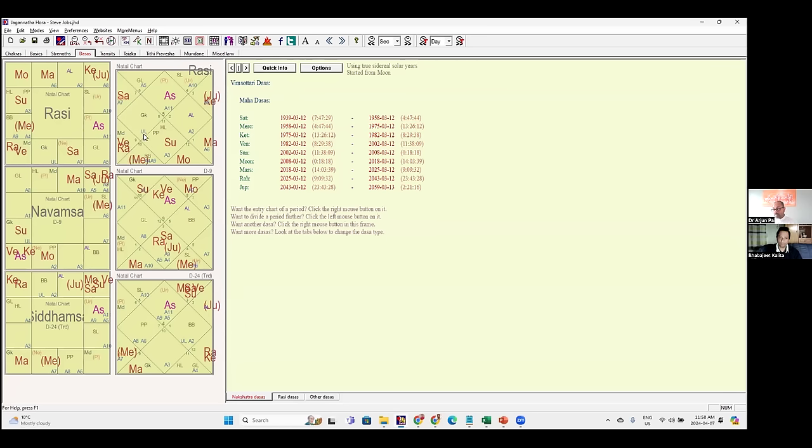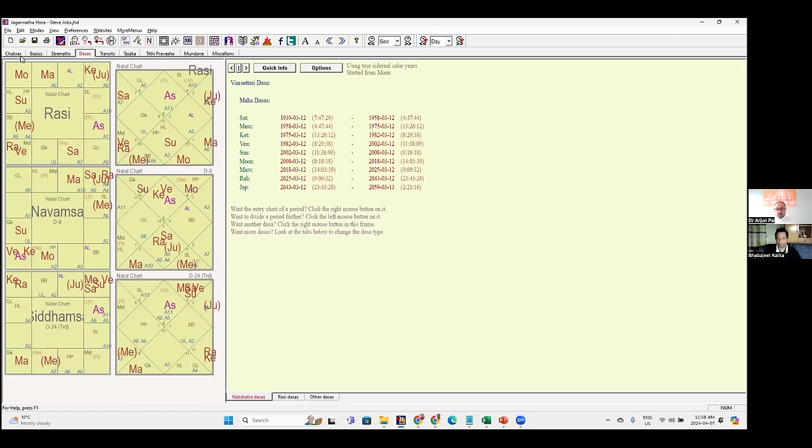Now, what you have to do is also, don't look at only the D1 chart. Also go and see wherever Sagittarius is falling, even in the Navamsha chart, because that is also going to be active. Even in the Dashamsha and Siddhamsha, you go and see, Sagittarius will be active during that period. So for every chart, it will be.